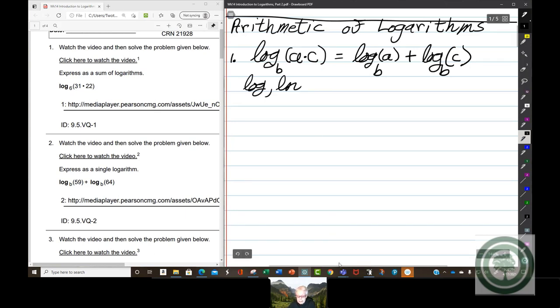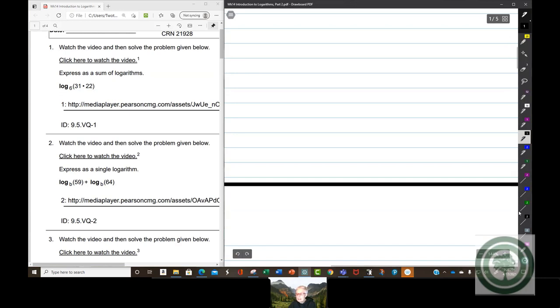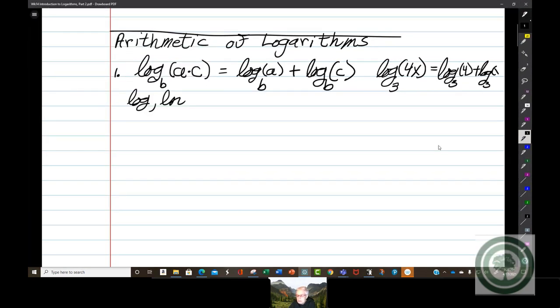Okay, so for instance, the log to base 3 of 4x would be log base 3 of 4 plus log base 3, am I about to run out of room? Yes, isn't that wonderful? Of x, darn it. x. There. So it's the same idea.